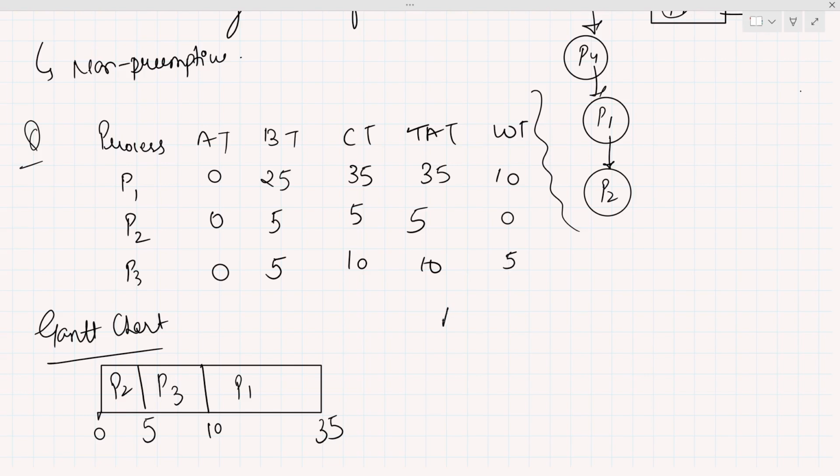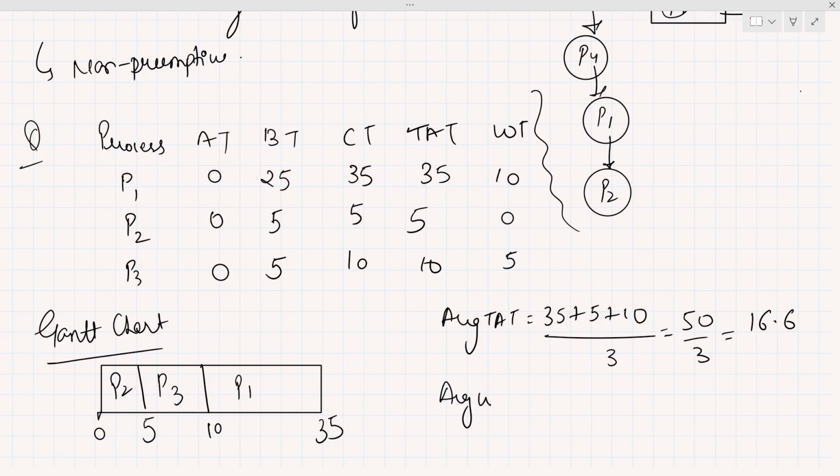Okay, now we have to find the average turnaround time. So the average turnaround time is what? 35 plus 5 plus 10 is 50, divided by 3. 50 divided by 3 is 16.6. So 16.6 is the average turnaround time for these processes in the SJF scheduling algorithm. The average waiting time is 10 plus 0 plus 5 divided by 3, so 15 by 3, which is 5. That is the average waiting time in this case.